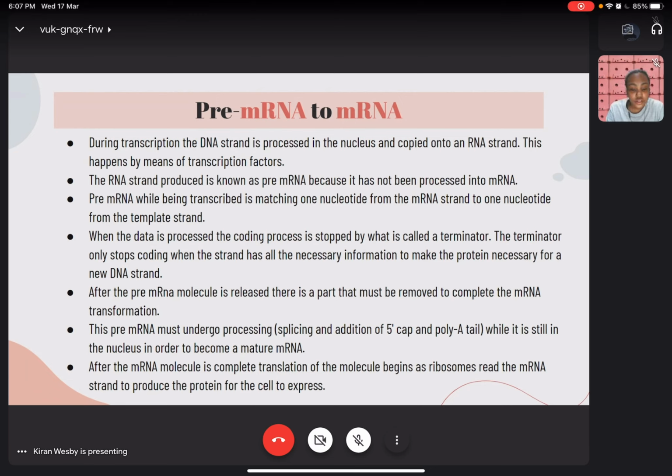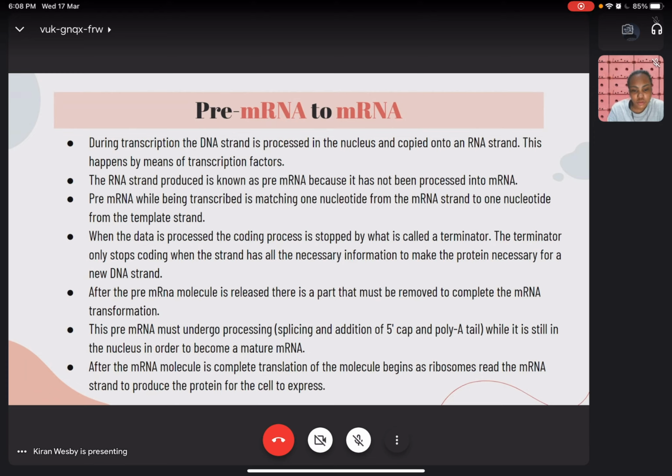Your transcription factor will bind itself to the particular DNA sequence in question, and it can either activate the transcription process, repress duplications during the transcription process, stopping it, or bind a promoter to help speed up the transcription. The RNA strand that's produced is known as pre-mRNA because it has not been processed into mRNA.